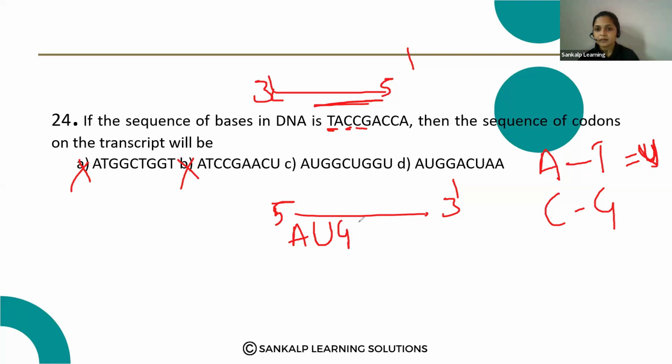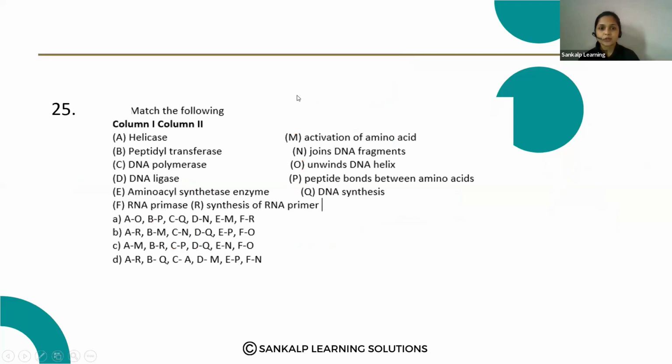Again C is there, G. Again G, so that is C. So AUG, G, CU, AUGG, then A has come again, so this is not a correct answer. Option C is the correct answer. I hope this question is clear. Next question.